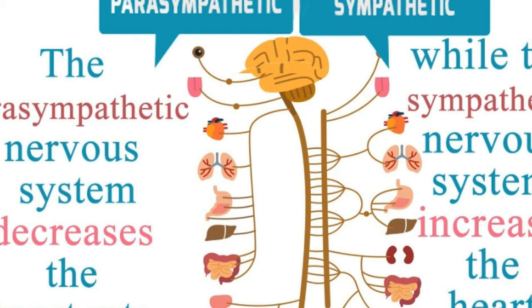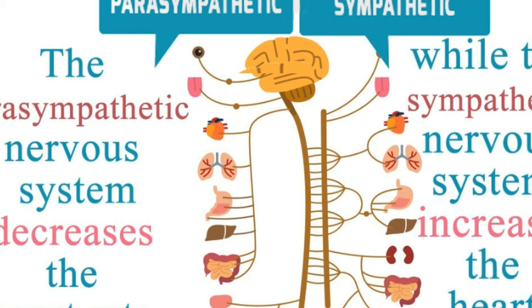Parasympathetic nervous system decreases the heart rate, thus causing a drop in the blood pressure. Sympathetic nervous system increases the heart rate, thus causing an increase in the blood pressure. Parasympathetic nervous system constricts the bronchi, thus decreasing the diameter of the airway. Sympathetic nervous system dilates the bronchi, thus increasing the diameter of the airway. Parasympathetic nervous system stimulates activity of the digestive system, like stimulation of peristalsis. Sympathetic nervous system inhibits activity of the digestive system, like inhibition of peristalsis.